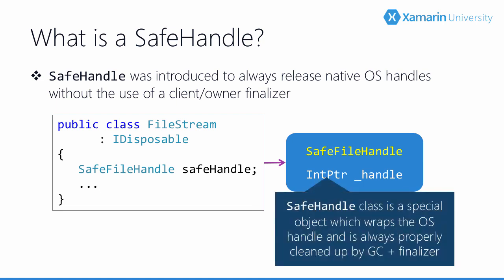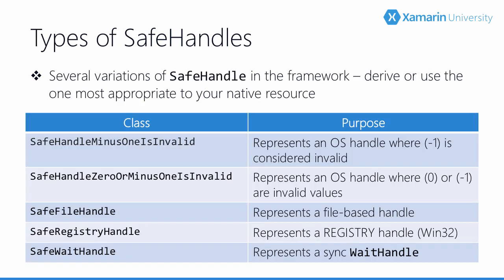And so this is a special object that wraps a native operating system handle, and it's always guaranteed to be cleaned up properly by the GC system. There's several variations of SafeHandle that have already been predefined for you within the framework that encompass most of the scenarios that you'll need. And so you saw SafeFileHandle already. That represents a file handle of some kind. But we also have the more generic ones, SafeHandleMinusOneIsInvalid and SafeHandleZeroOrMinusOneIsInvalid. This just indicates the IntPtr handle that's being held onto by the SafeHandle itself.